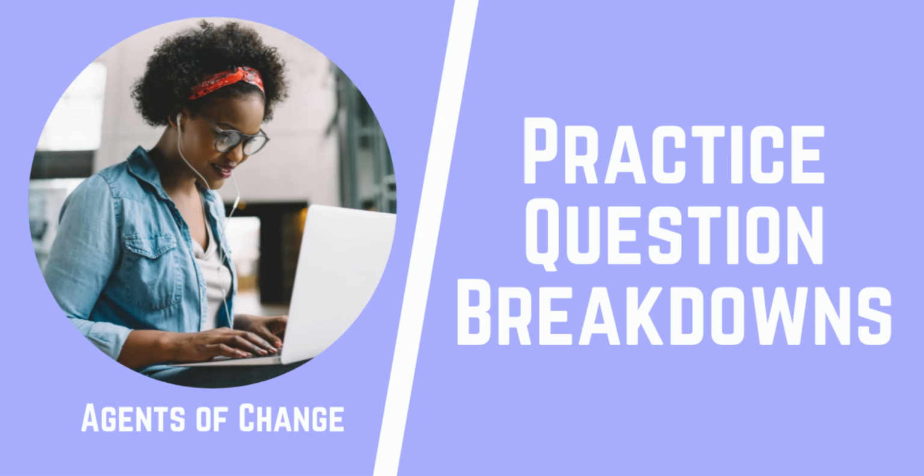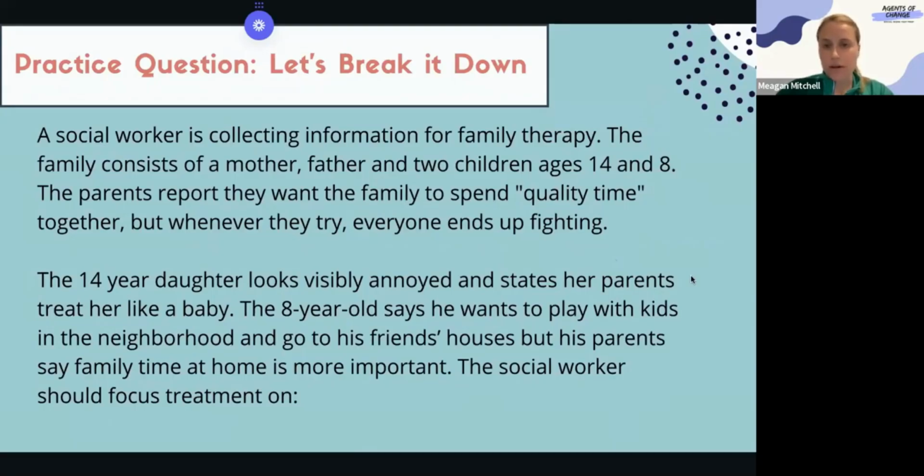Let's see an example. Consists of a mother, father, and 2 children ages 14 and 8. The parents report they want the family to spend quality time together, but whenever they try, everyone ends up fighting. The 14-year-old daughter looks visibly annoyed and states her parents treat her like a baby. The 8-year-old says he wants to play with kids in the neighborhood and go to his friend's house, but his parents say family time at home is more important.